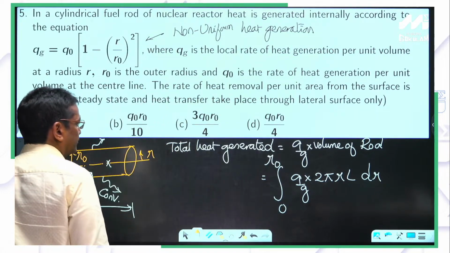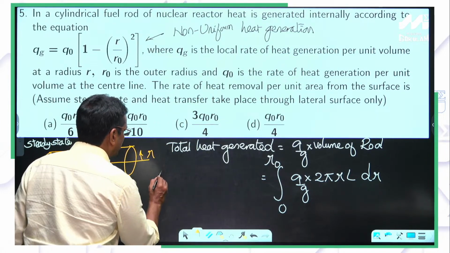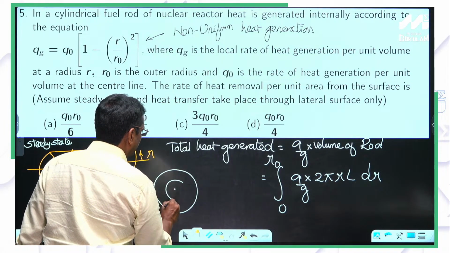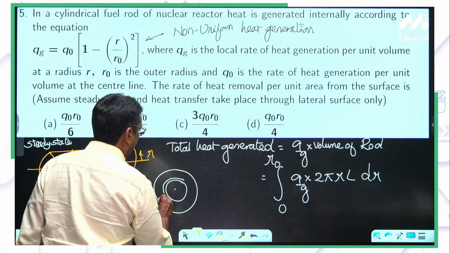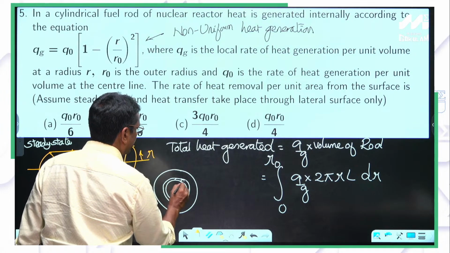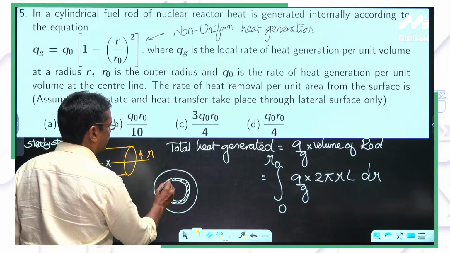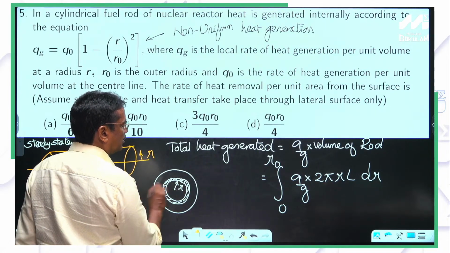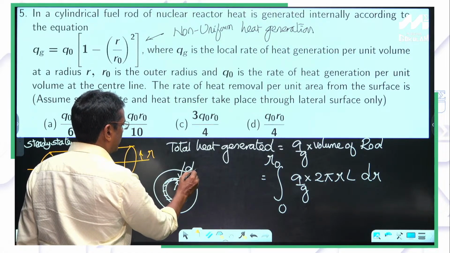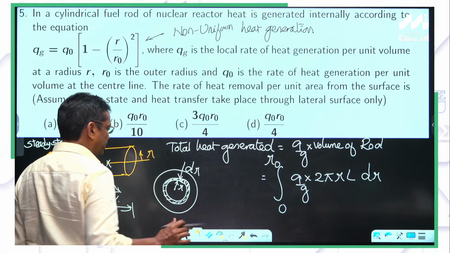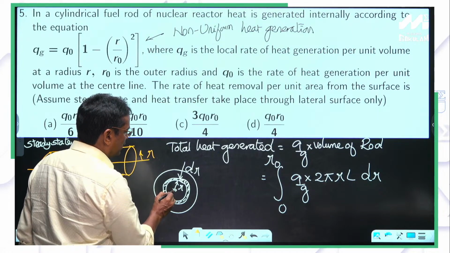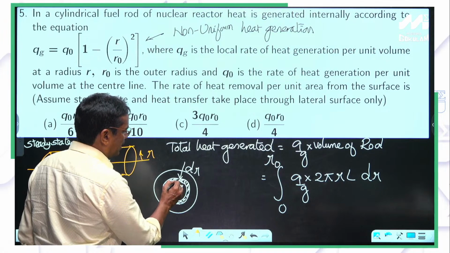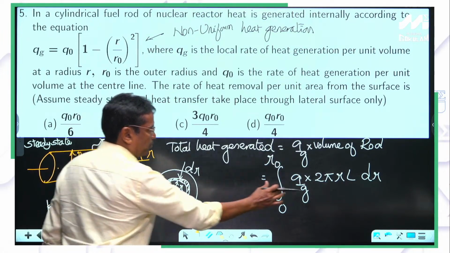Okay. Supposing if you see the cross section of that rod, for the differential control volume, I consider that this is R, this is dr. If L is the length of the rod, what is the differential volume of this particular hatched one? 2 pi R into dr, that is the area, into length, 2 pi R into L.